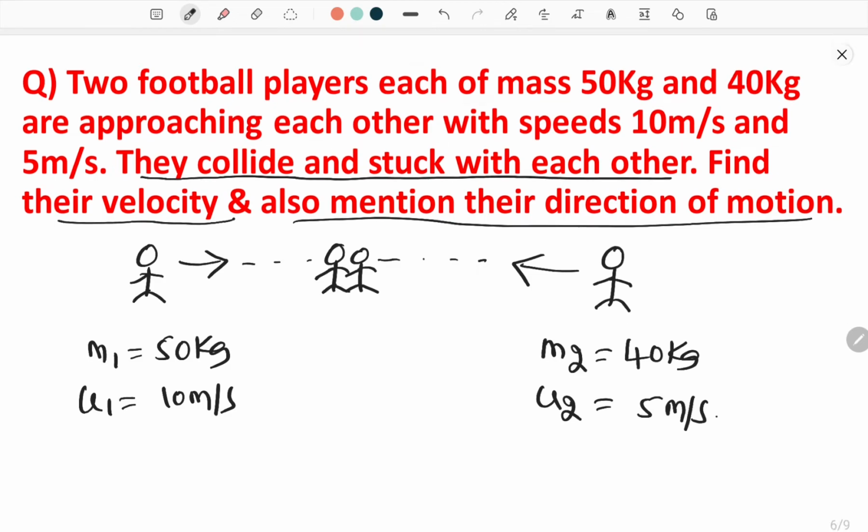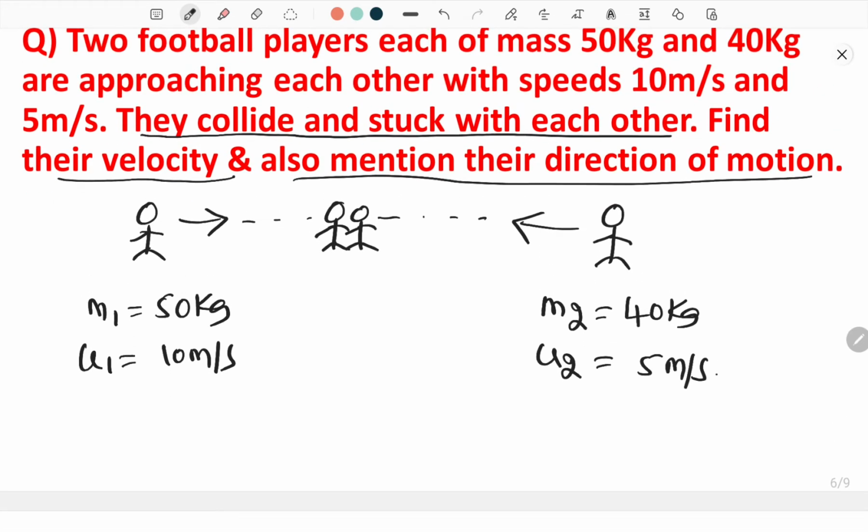All right, we'll find out the velocity anyway. In which direction will they move? Tell me. Is it possible for us to tell now? Now look here, this football player is having 50 kg, no? This is having 40 kg. That means the first boy may carry this other boy in this direction. Why? Because he is having more mass.